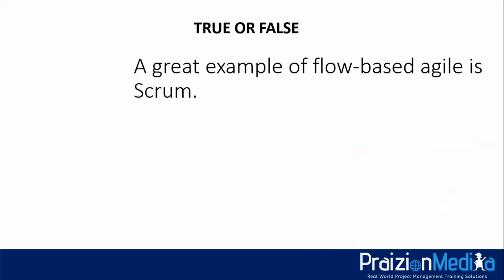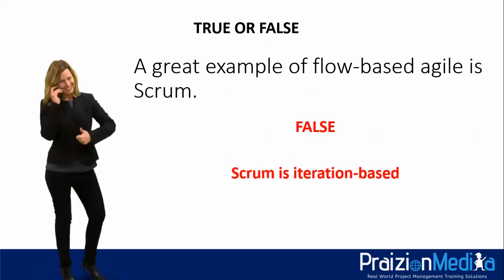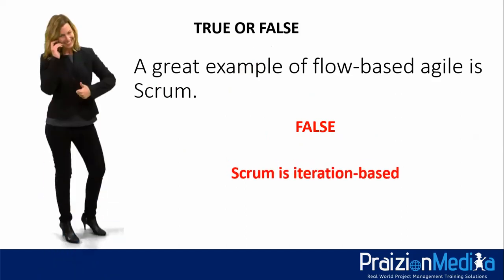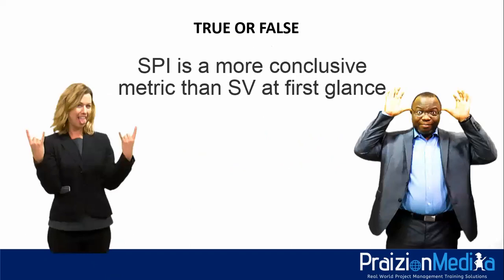Okay, next question. A great example of flow-based agile is Scrum. Is that true or false? 3, 2, 1. Hit the pause button if you need more time. The answer is false. It's false because Scrum is iteration-based. Next question. SPI is a more conclusive metric than SV at first glance. Is that true or false?